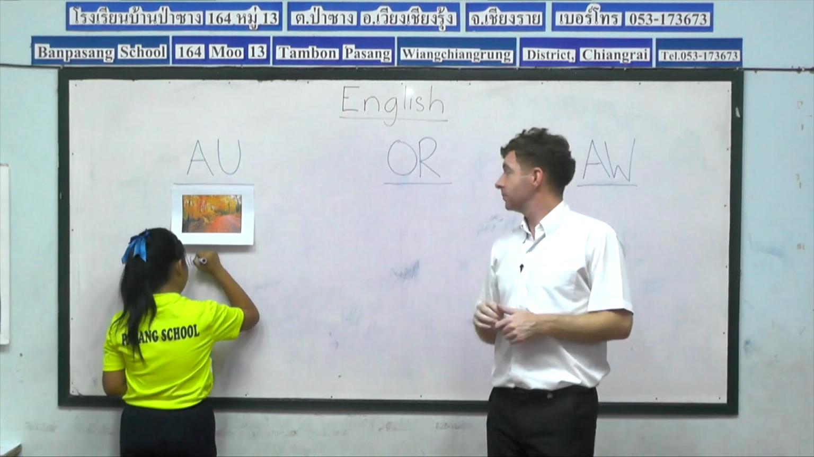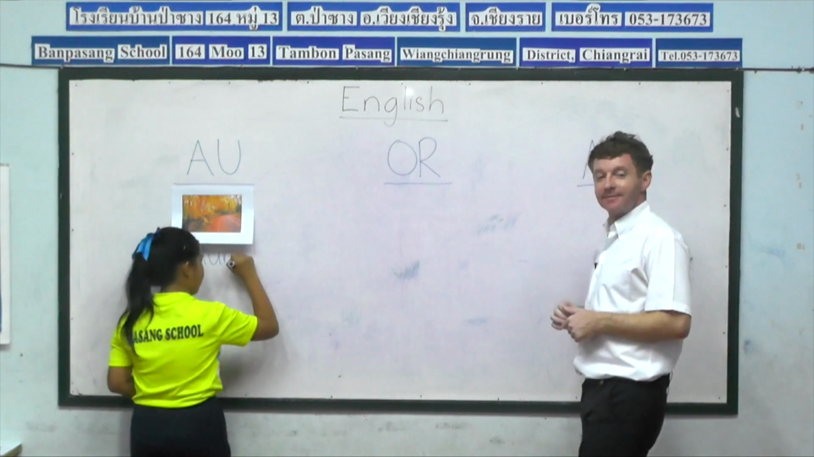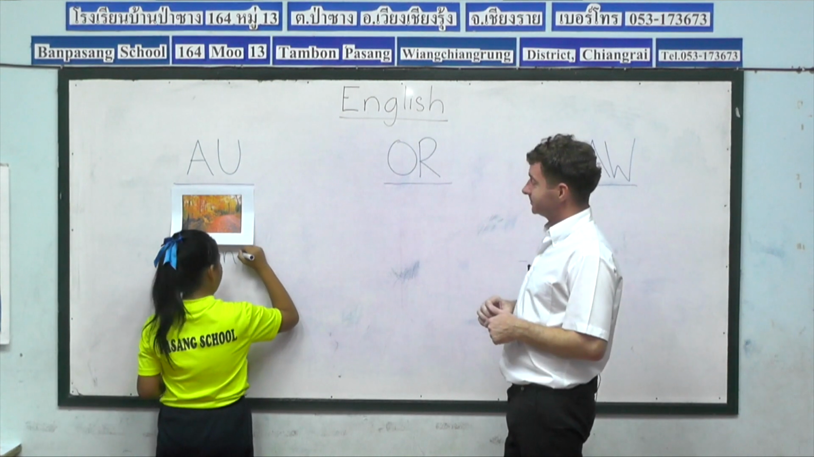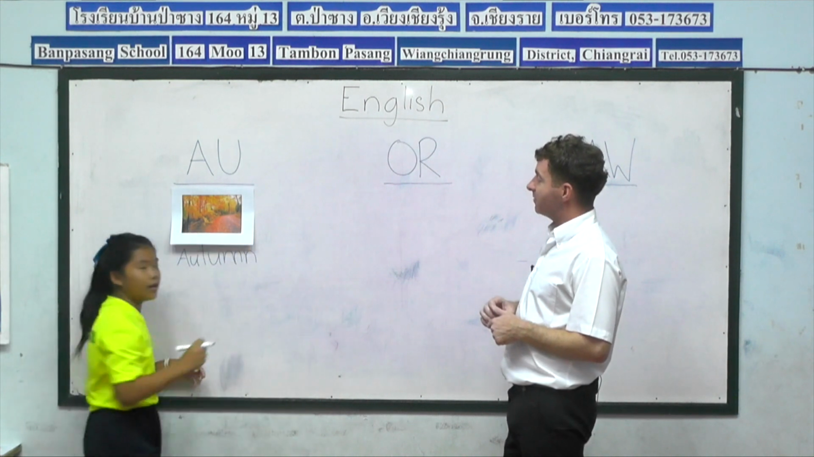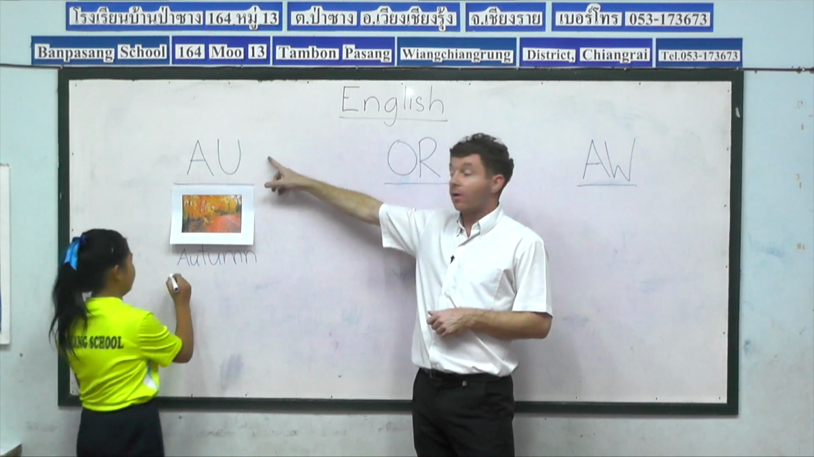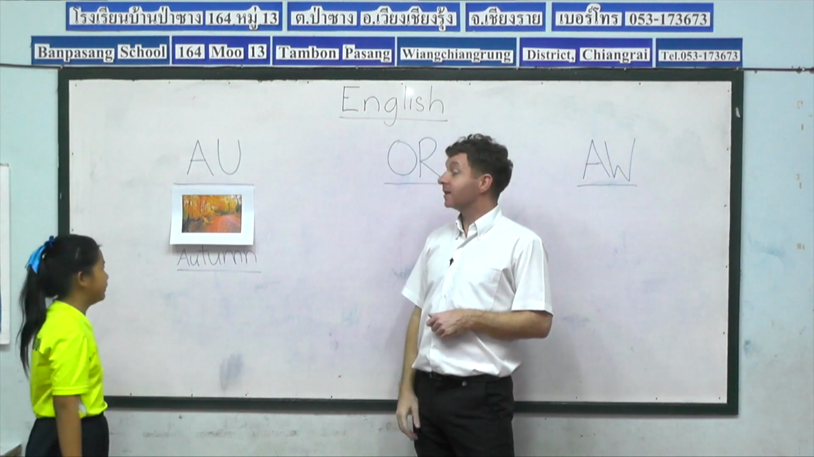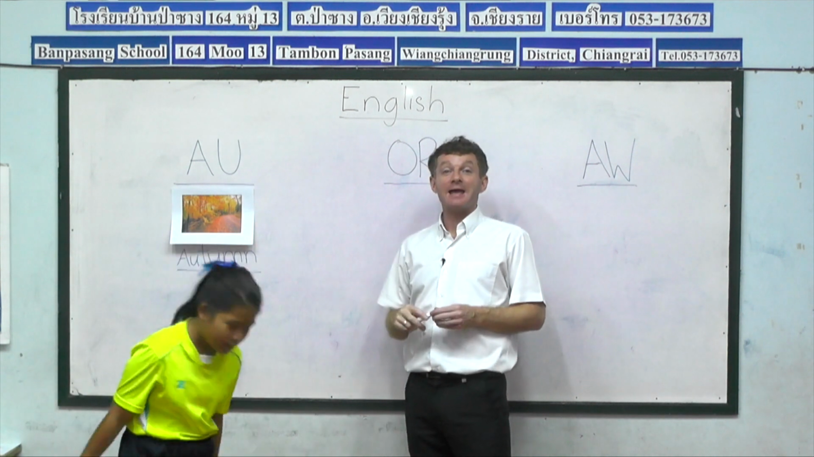AU. N. Perfect. MN. Perfect, Lakgao. So we can say, or, autumn. Lakgao, that's brilliant. High five and a big round of applause for Lakgao, please, guys.